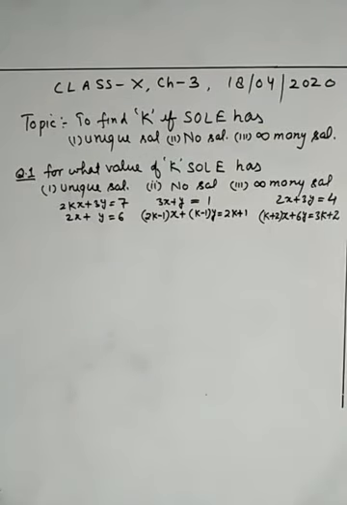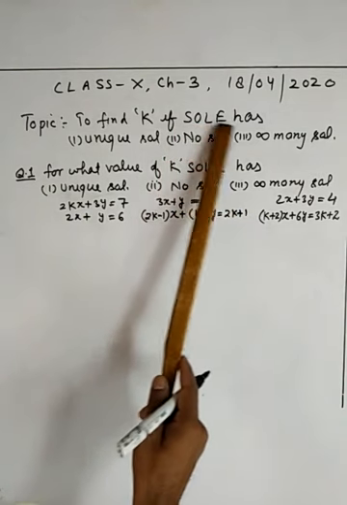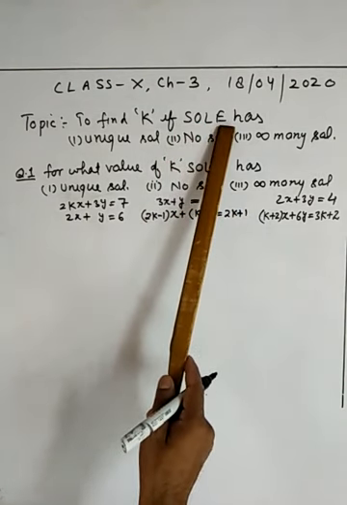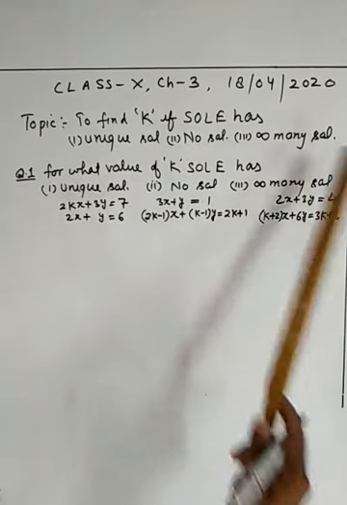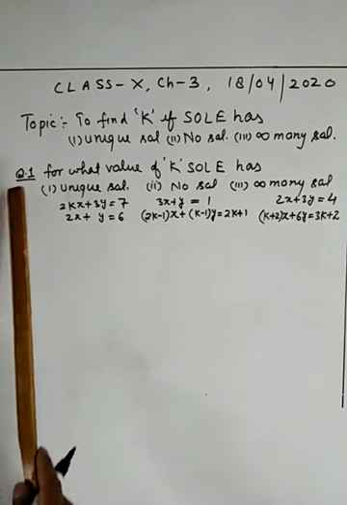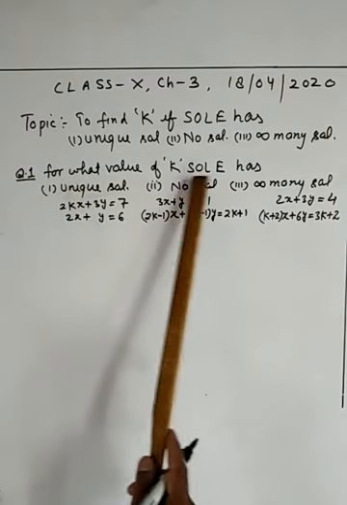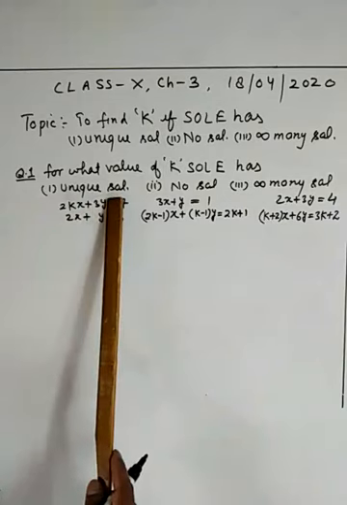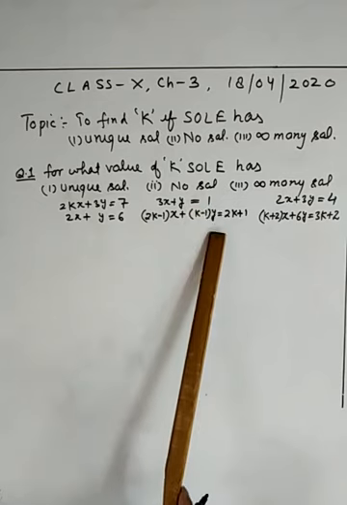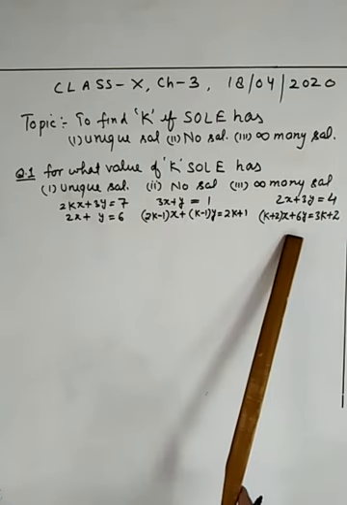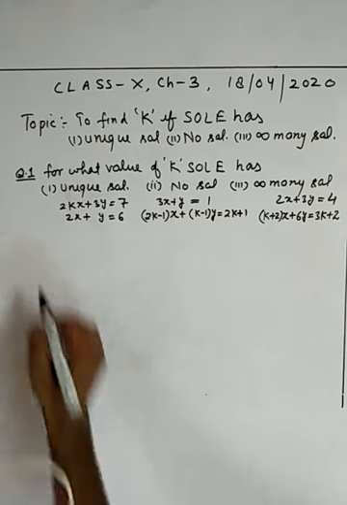Good morning, students. Today in chapter 3, we take a topic: how to find the value of k if the system of linear equations (SOLE) has a unique solution, no solution, or infinitely many solutions. Taking the first question: for what value of k does the system of linear equations have a unique solution? The equation for unique solution is this, for no solution this, and for infinitely many solutions this. So one by one we solve these equations.